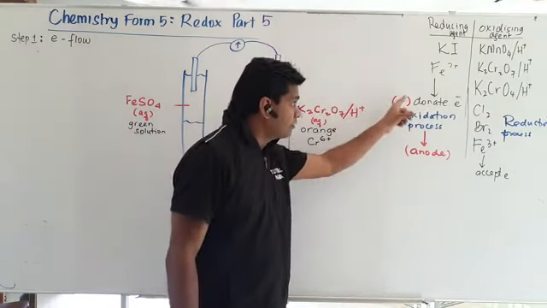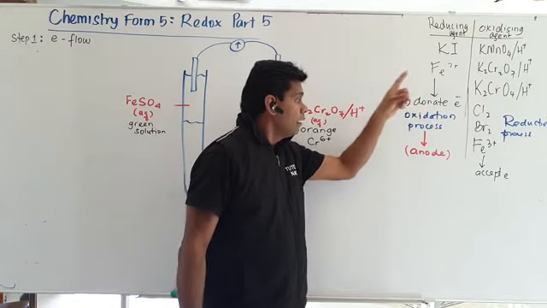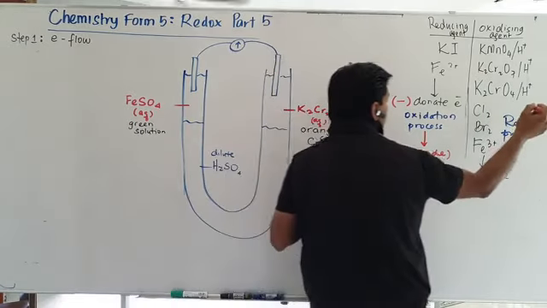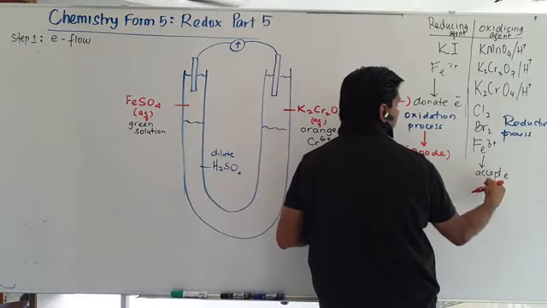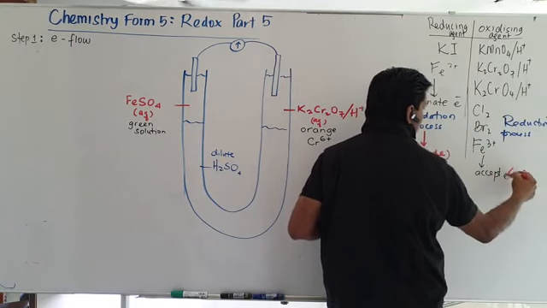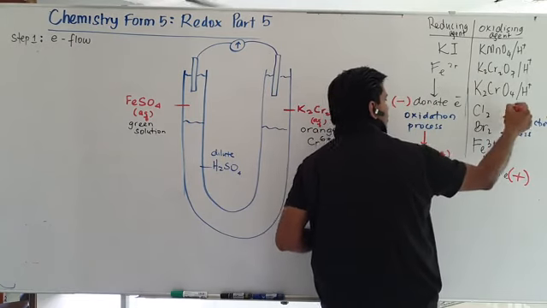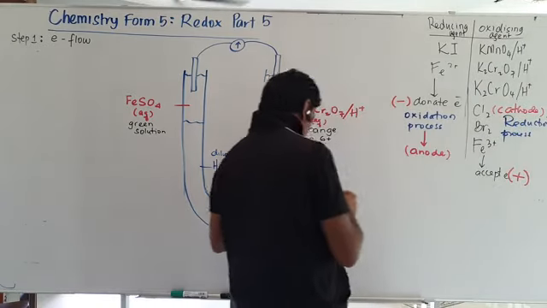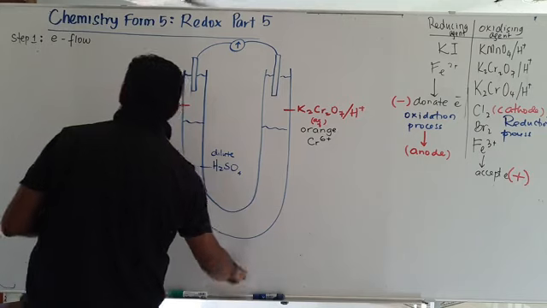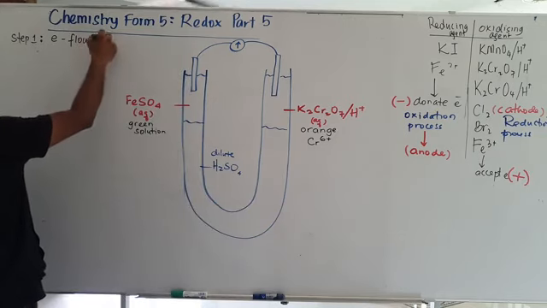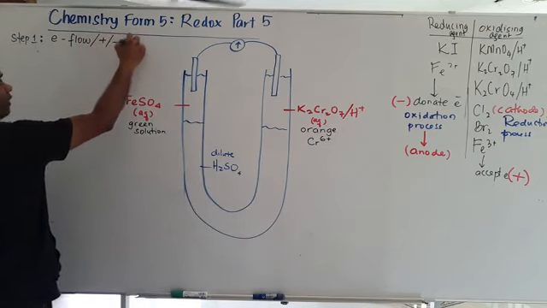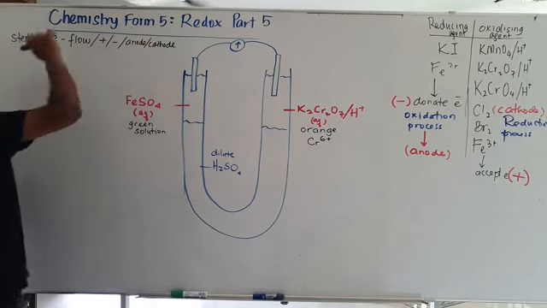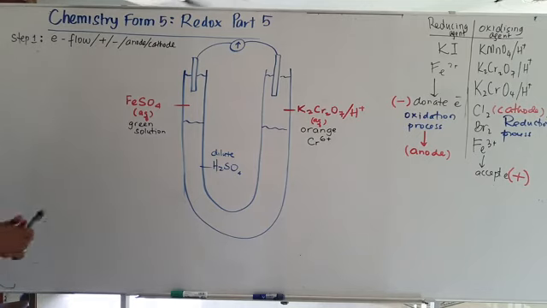So this is the negative terminal, undergoing oxidation, the anode. A reduction process, accepting electrons, means only the positive terminal can accept electrons. So the reduction process is going to be called the cathode. Your step 1 is to identify electron flow, positive and negative, anode and cathode. That is the first thing you do before you start the question.